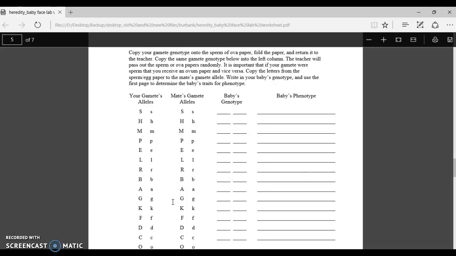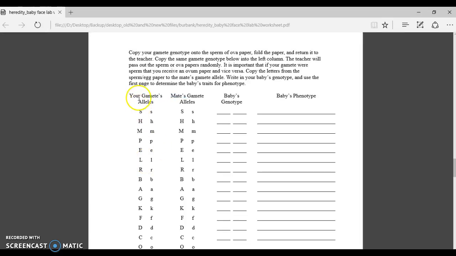All right. At this point, you would be grouping up with your partner, and you would be sharing with them either your male gamete, the sperm and the genes that come with it, or you'd be providing them with your egg trait, whatever you had for S, H, all the way, all 23 traits, right?